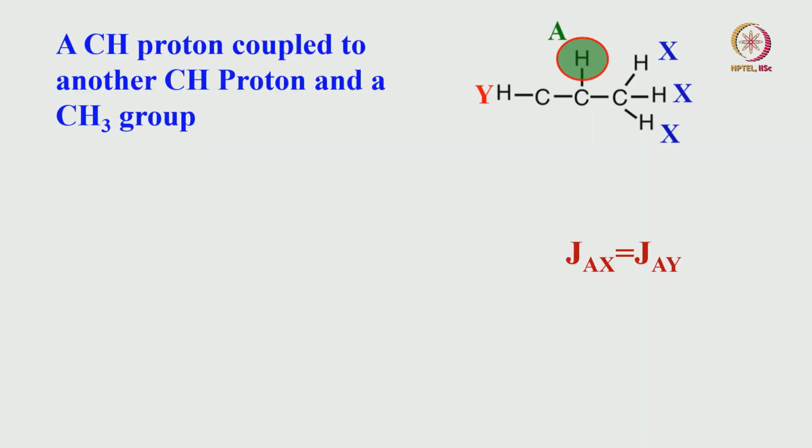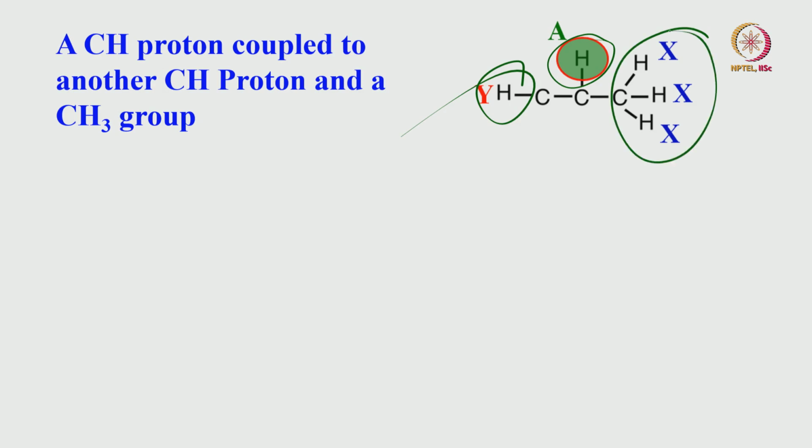I take a hypothetical molecule like this. I have considered a proton here which is highlighted in green, it is coupled to two things now, one CH proton and also CH3 protons. Understand the point. Proton A is coupled to proton Y, it is a single proton. It is also coupled to CH3 which is 3 protons, which is X. So, this is AY, I call it JAY, this is JAX. Okay. Proton A coupled to Y is JAY, proton A coupled to X is JAX.